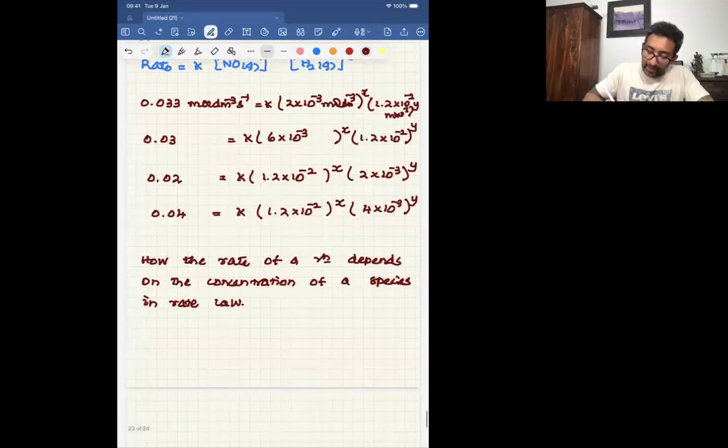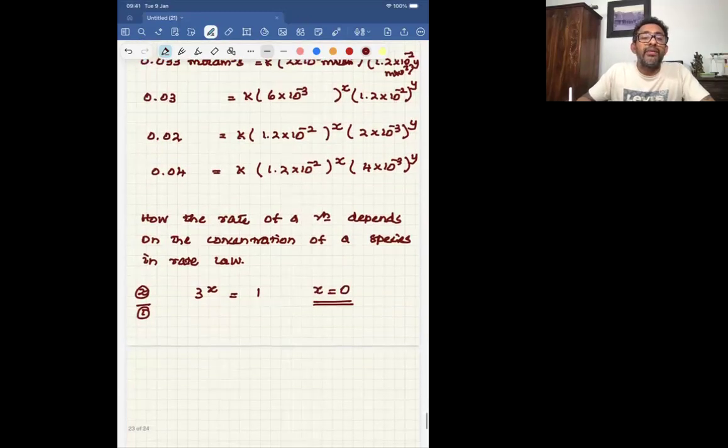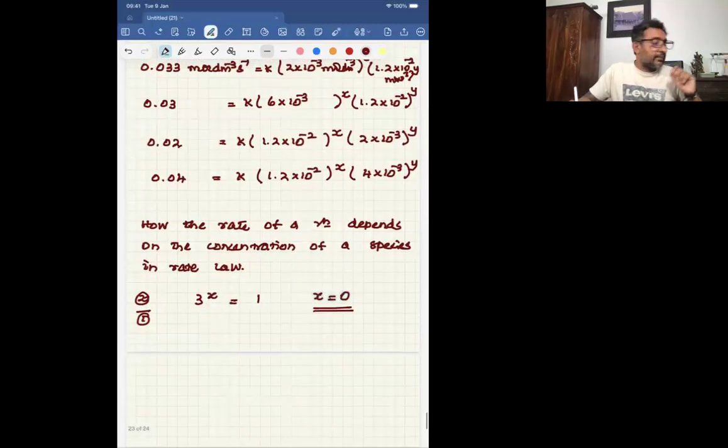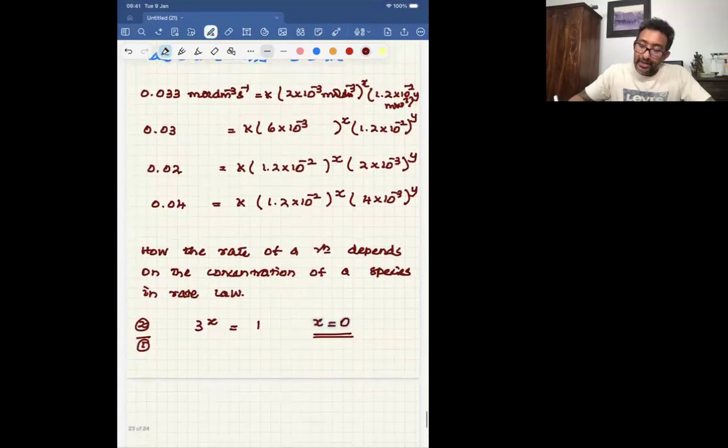2 divided by 1. What is that? 0.03 divided by 0.033. 6 divided by 2, 3 to the power x is equal to 1. X is equal to 0. Is that what you get? 0.03, 0.033. What did you get? Yeah, x is equal to 0. Yeah, right. What is the next one?